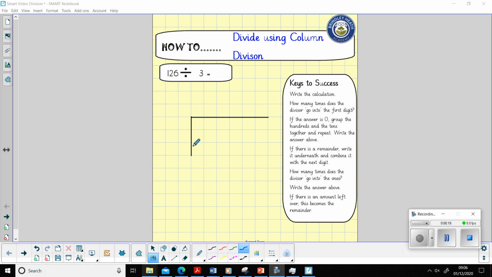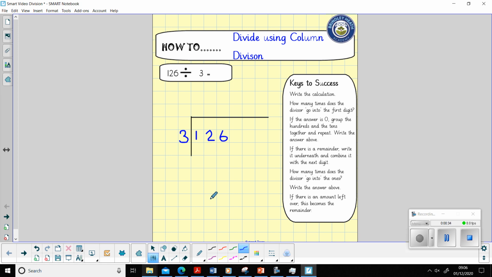And when we're dividing we always use this division frame here and we write the 126 on the right hand side and then the number we're dividing by goes on the left hand side. So I've written my calculation.